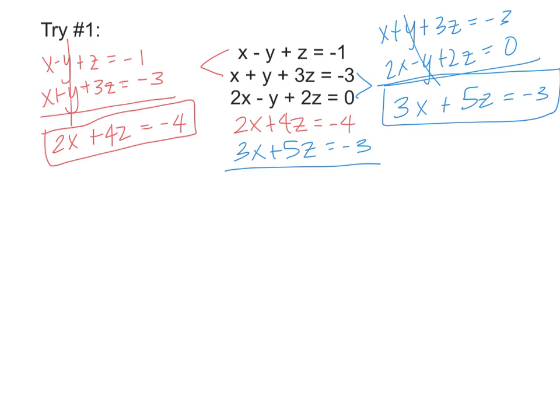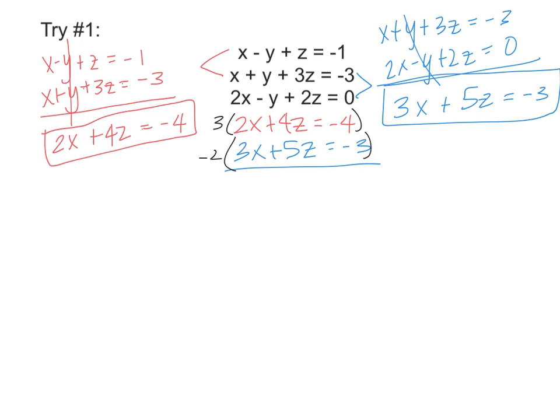All right, at this point we need to choose whether we want to eliminate x or z. I'm going to go ahead and choose to eliminate my x's. So to eliminate x, I need to find the least common multiple and make them opposites. The least common multiple of 2 and 3 is 6, so I'm going to make the top one positive 6 by multiplying by 3, and make the bottom one negative 6 by multiplying by -2.